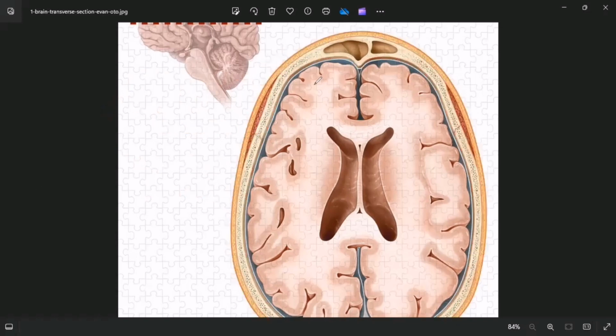So you see that after the bone, what structure is this? That blue structure around the brain. After the bone, there is a blue structure. What is that? Meninges. The meninges, okay. Then after the meninges, you have the brain, isn't it?